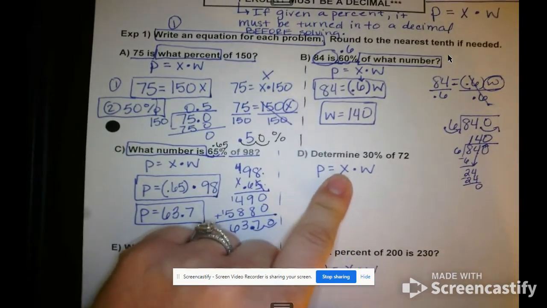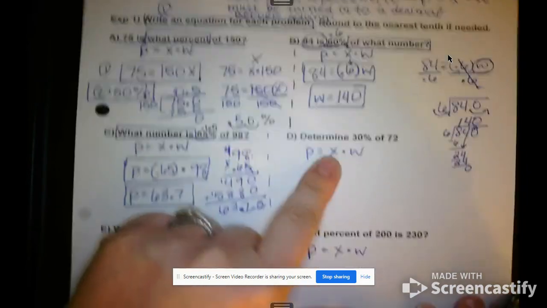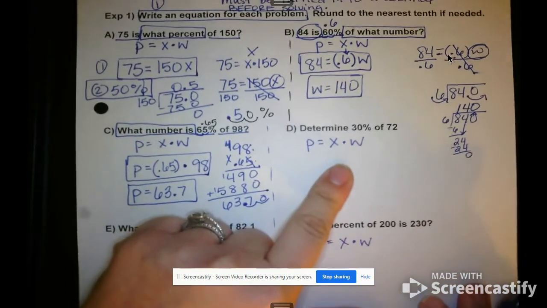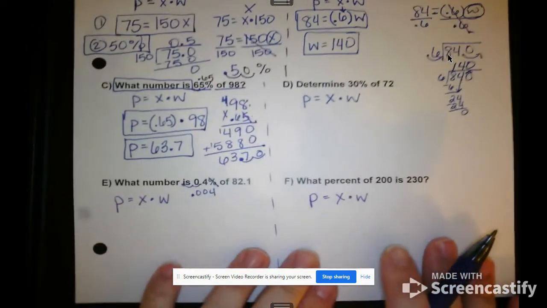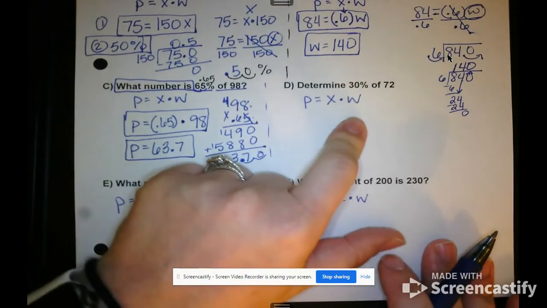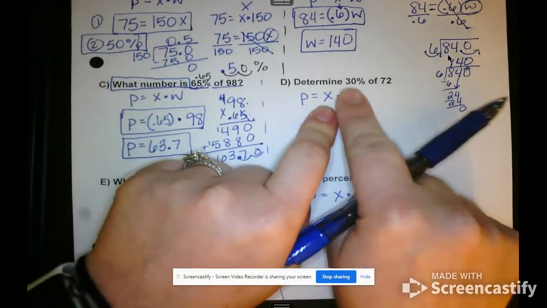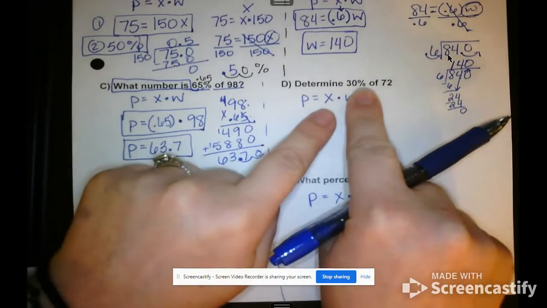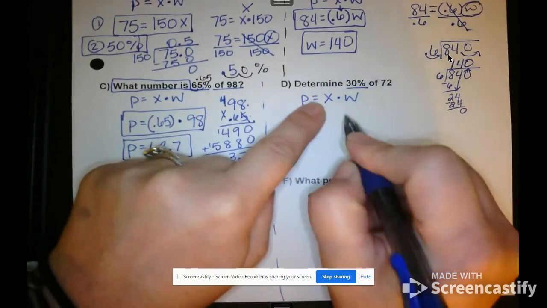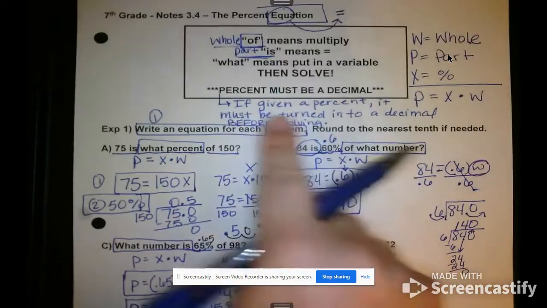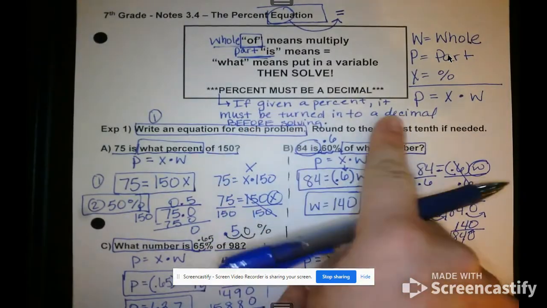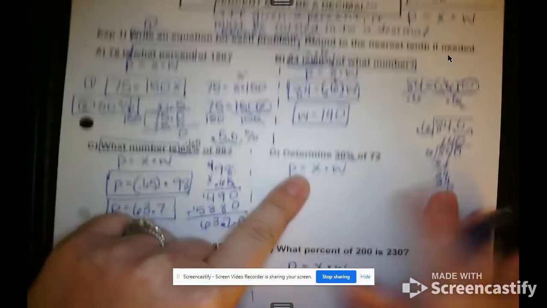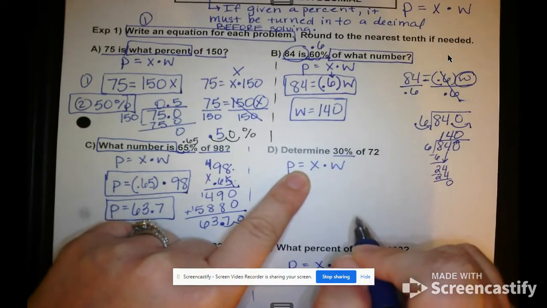Can I start going over it, or are y'all going to get mad? We did three of each kind. I wanted them to try it, and I have some that if they're not done trying, they will get angry. Okay. So it says determine 30%. So X is my percent. But what we put here is if given a percent, it must be turned into a decimal before solving. So what is 30% as a decimal?